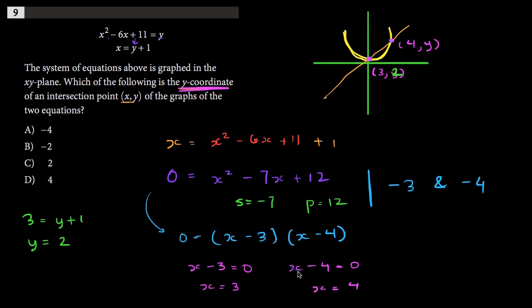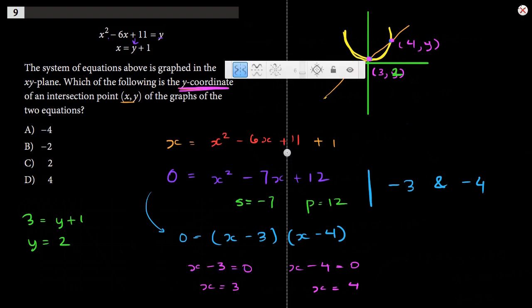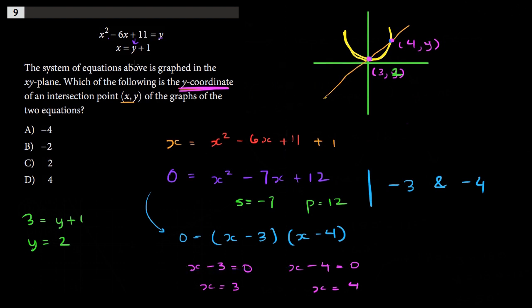Now if I do x equals 4, then 4 equals y plus 1, and subtracting 1 again, y equals 3. So 3 would have been a y-coordinate as well. Obviously, we do not see 3 in any of the answer choices, so we can just leave it. But we do see 2, and so C is our answer.